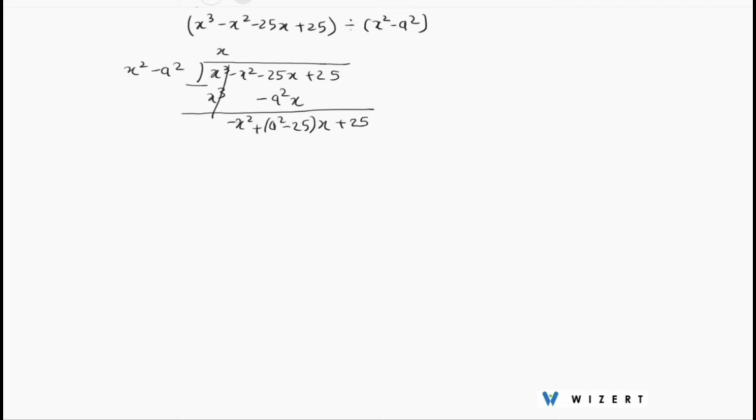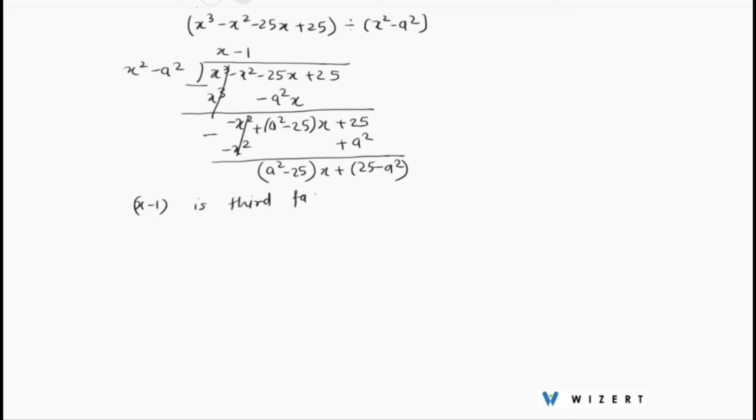Next, to cancel out minus x square, we'll have to multiply the divisor by minus 1. So we get minus x square, and minus of minus a square is plus a square. So this will be subtracted, and minus x square gets cancelled out. We are left with a square minus 25x and plus 25 minus a square. Now from this division, x minus 1 is the third factor.